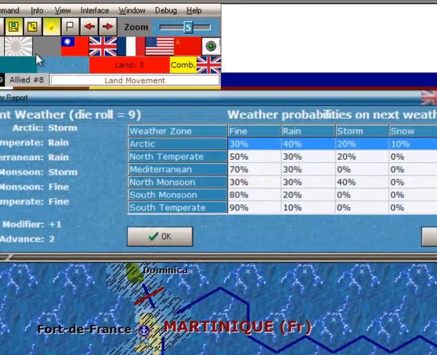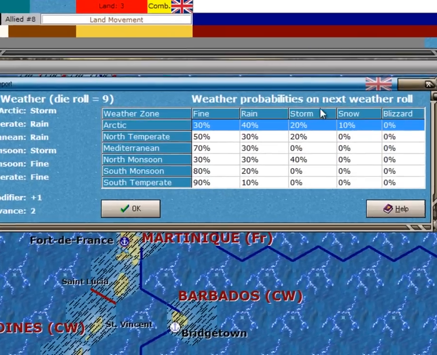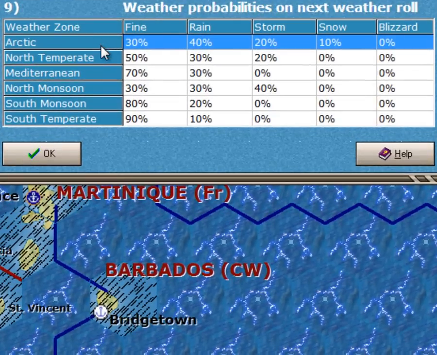Moving along to the weather report. This is fairly standard stuff. It lists all of the weather zones and what the current weather is in each of them. It tells you the modifier for the die roll on the next weather roll, and it tells you how much the impulse is going to advance by at the end of each impulse. And it also gives you the probabilities for what the weather will be on the next weather roll for each of the weather zones. So you can see here that there's a 90% chance of the weather being fine in the South Temperate, and there's a 40% chance of you having a storm in the North Monsoon. So this form is just informative. It tells you where you currently are with the weather and where you are likely to go.